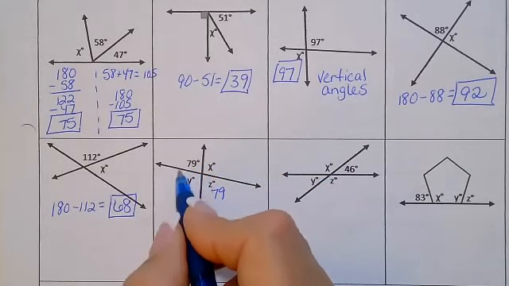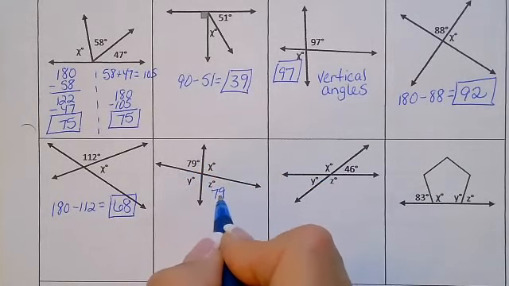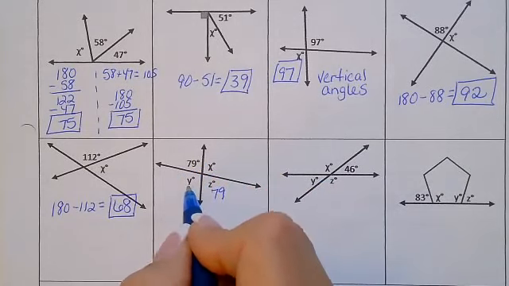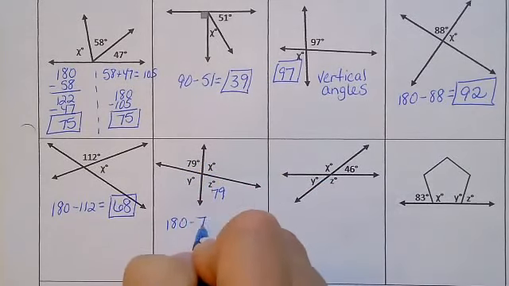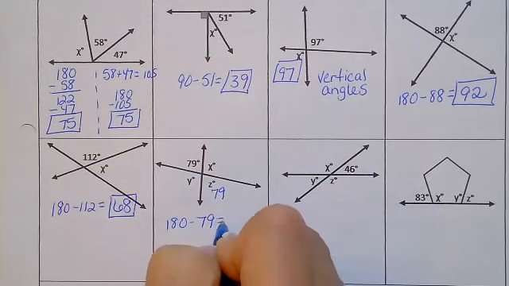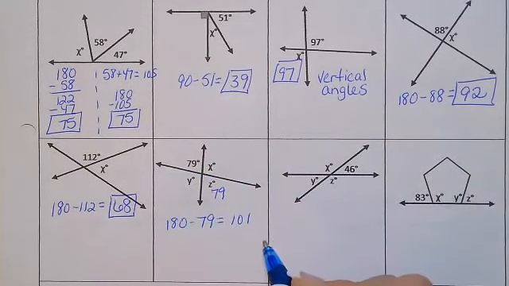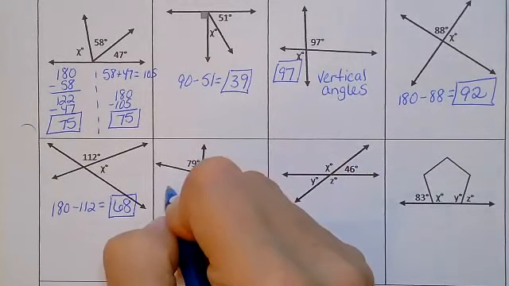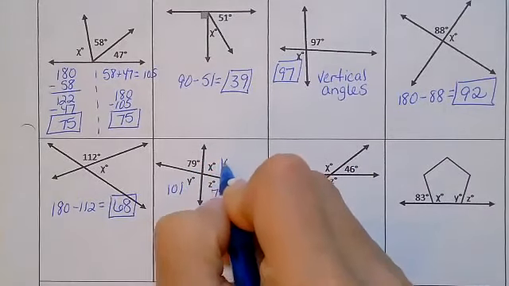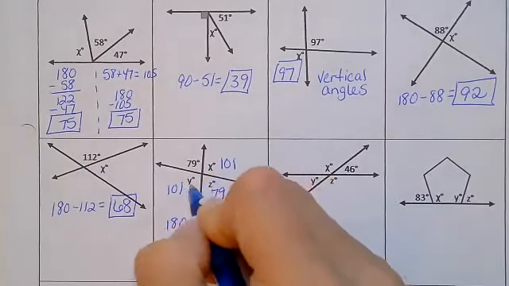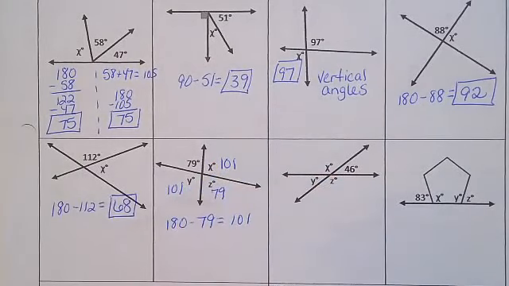So together, this is 180. So if I subtract 79, I'll have this missing measure. 180 minus 79 is 101. So if this is 101 degrees, this one is also, because these are vertical angles.